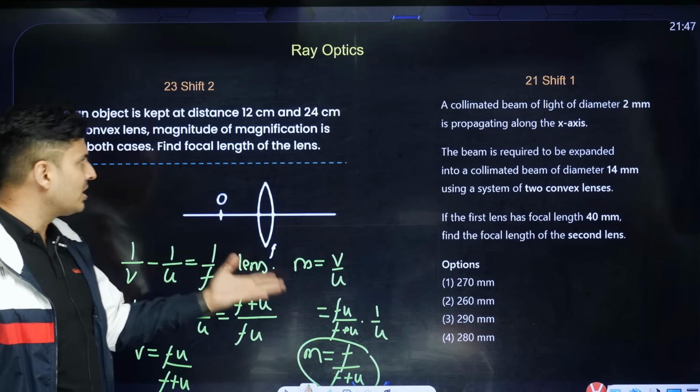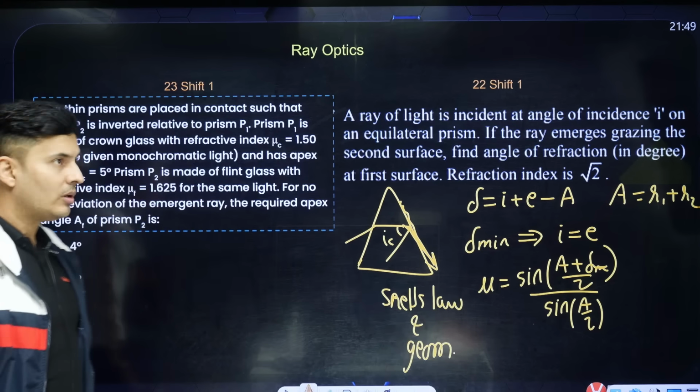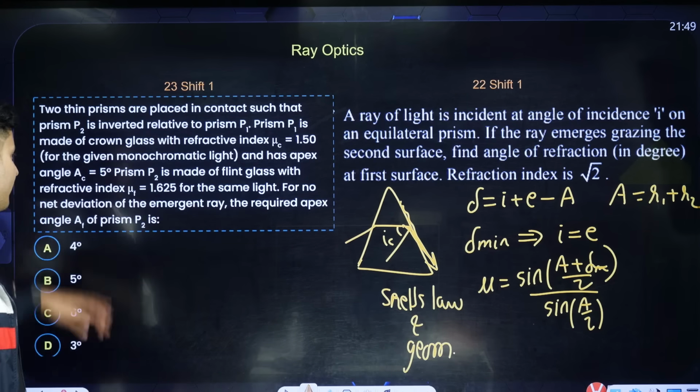Many questions were definitely there on that, and sometimes the questions also involved drawing the geometry. Maybe there was internal reflection over there. This could be the critical angle, so that the ray will graze over here. So you might also have to use Snell's law and geometry in most of those cases. For this particular question, the combination of prisms, keep in mind, if there is no net deviation, that means total deviation is 0 for the combination of prisms.